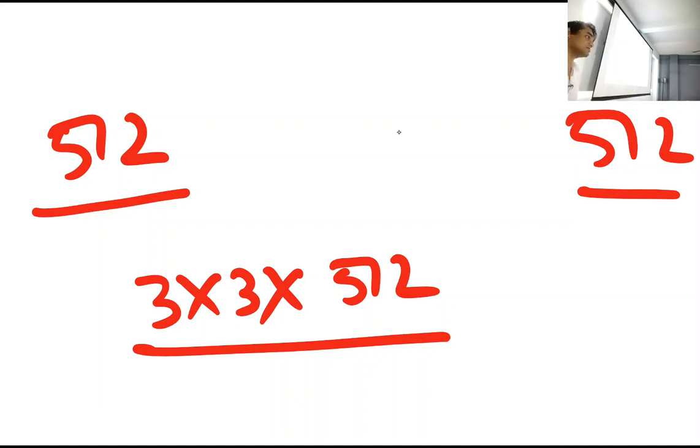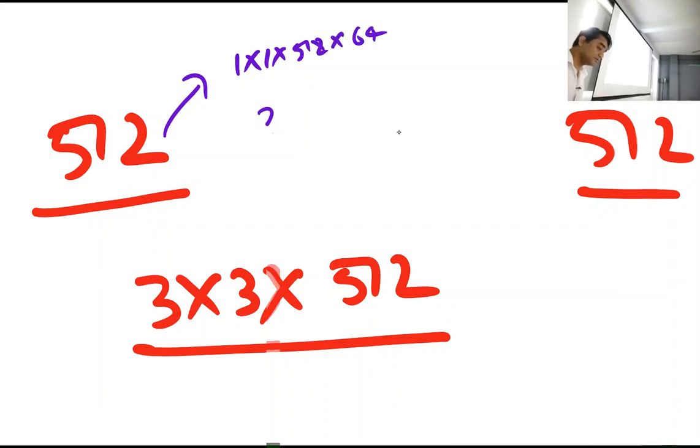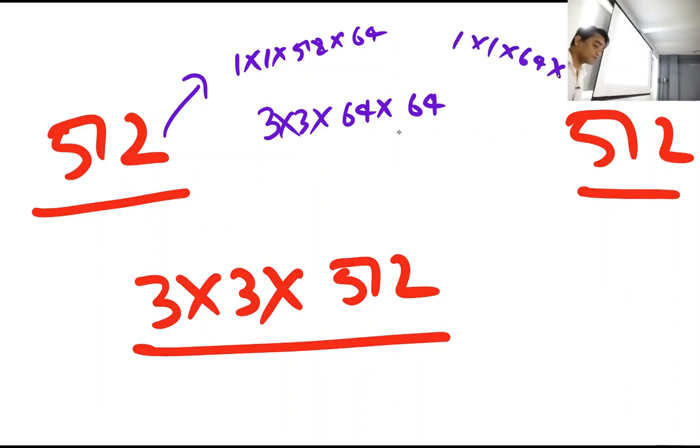What are you going to do? You are going to use 1 cross 1 cross 512 cross 64. Then you're going to do 3 cross 3 cross 64 cross 64. And what you're going to do now? 1 cross 1 cross 64 cross 512.